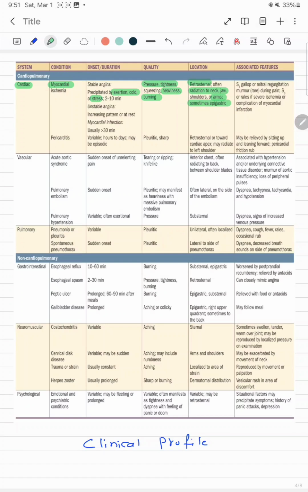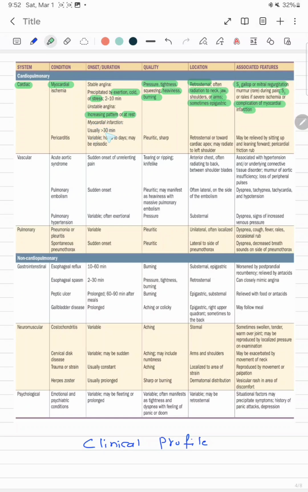The myocardial ischemic patient will have an S4 gallop or mitral regurgitation, which is rare, whereas S3 will be seen if there is severe ischemia and heart failure, and clinical signs of the complications of myocardial infarction will be there. Unstable angina will have an increasing pattern, or unstable angina at rest will be there.